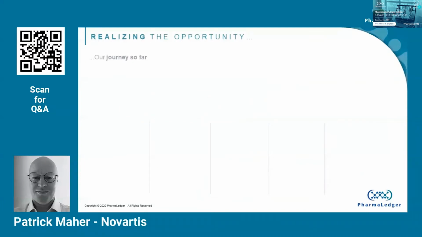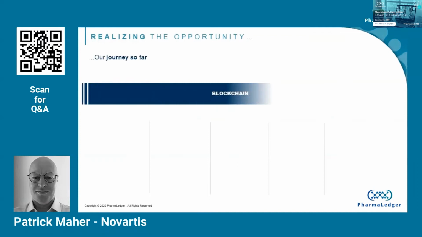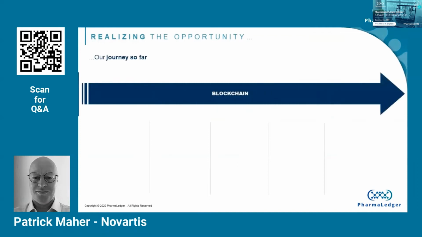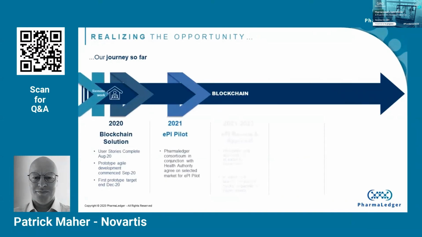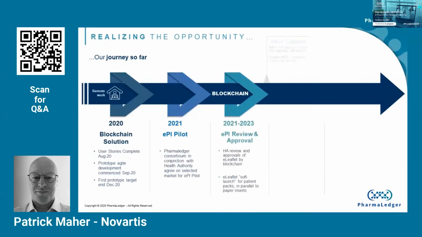This has been our journey so far for EPI, and essentially also for an end result for a blockchain-enabled healthcare system at some point in the future. We started earlier on this year in 2020 with our user stories, our agile development, and our prototype target for the end of the year for EPI. The next milestone would be in 2021 to run an EPI pilot. Then after that, building upon that, to build in the EPI review and approval process.